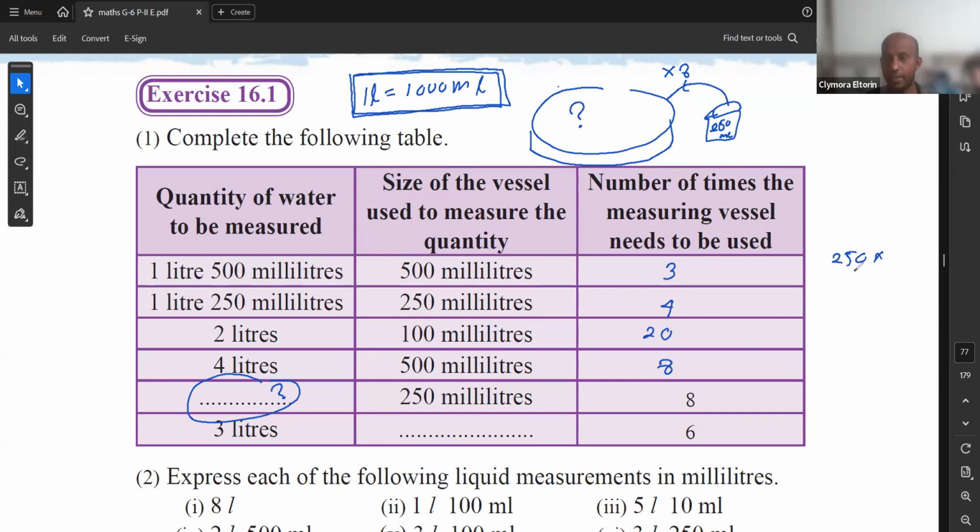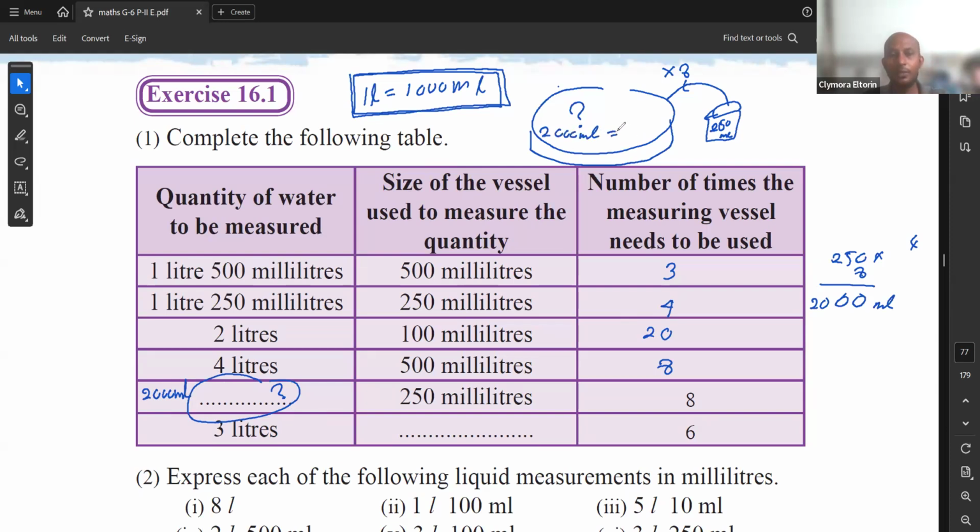250 times 8, multiply. 0 times 8, 0. 8 times 5, 40, means another 0. 4 is remaining. 8 times 2, 16, plus 4 means 2000 milliliters. A student is able to write 2000 milliliters, but there is a more suitable way. You get 2000 milliliters as the answer.